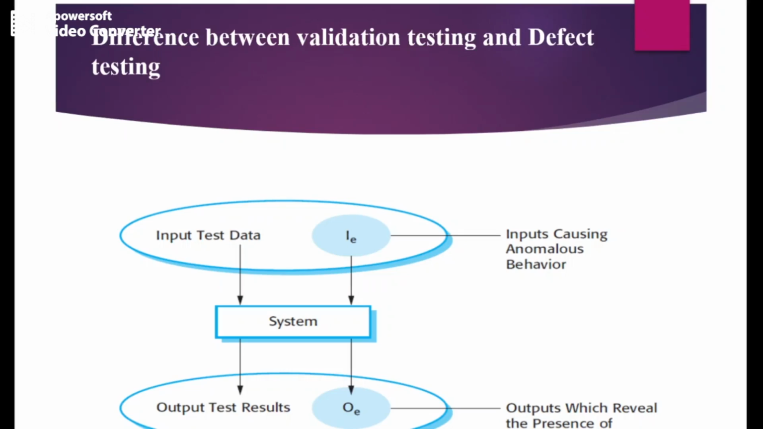Now let us see the difference between validation testing and defect testing. So we have seen the goals of the testing process. One is validation testing, another one is defect testing. Now in the diagram, let us see how it works. You can see here, first is the input test data. So you have a system ready with you. Now you have developed the system, and you have to test your system. How do you test your system? Based on the input values which you give. So that is input test data.